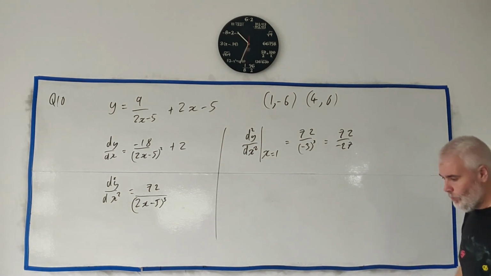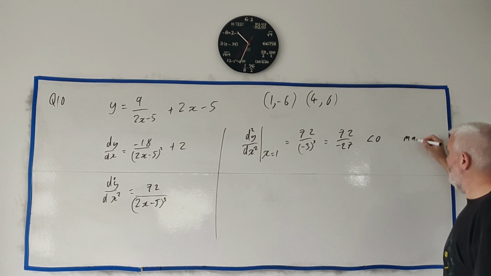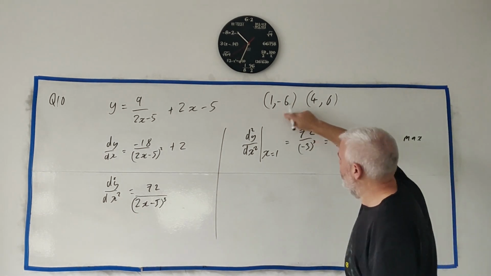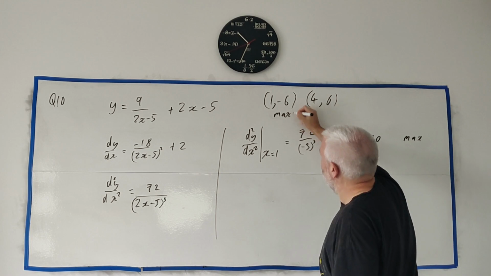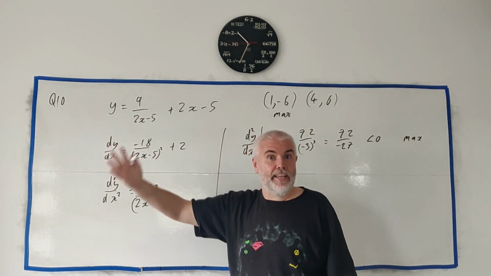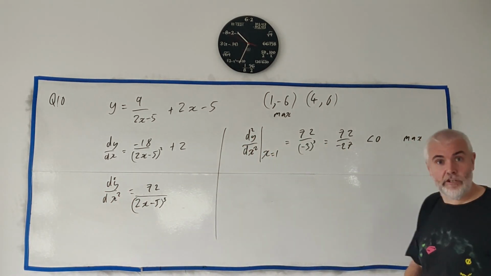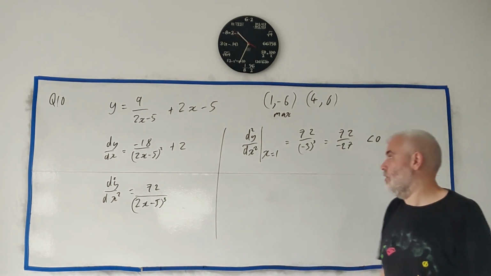What you want to notice at this point is that this is less than 0. That means we have a maximum. That means this guy here, when x equals 1, we have a maximum. So when x equals 1, the derivative is 0, because we're at a stationary point. And the second derivative is less than 0. So that stationary point must be a maximum. That's what we've learned here.